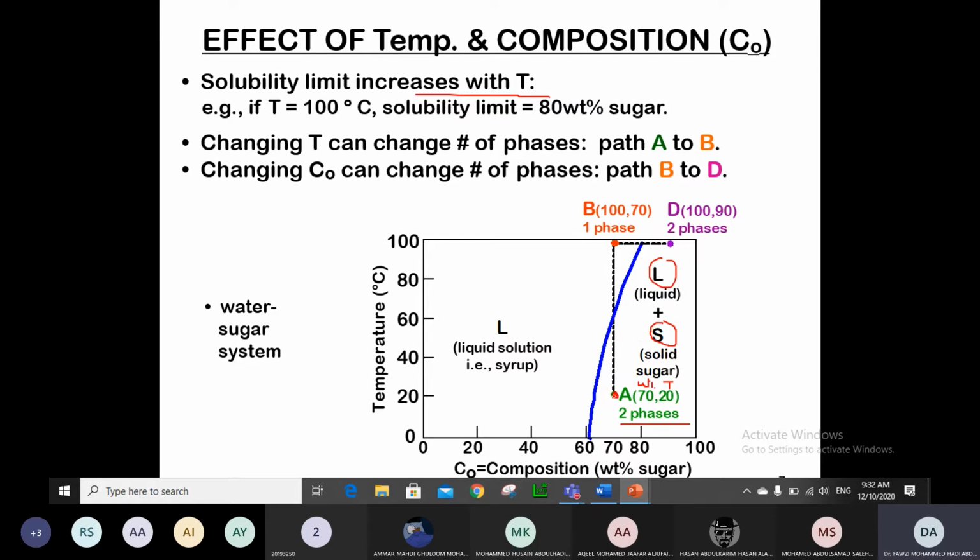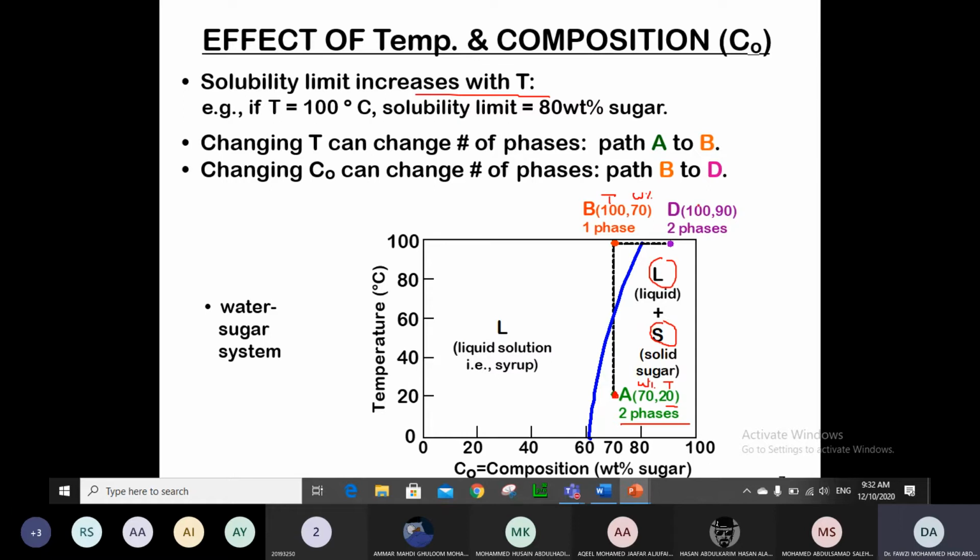Now suppose we increase the temperature from point A, from 20 degrees centigrade to basically 100 degrees centigrade. Here we are having it the other way around. We should not be doing that. So this is the temperature and this is the weight percentage.